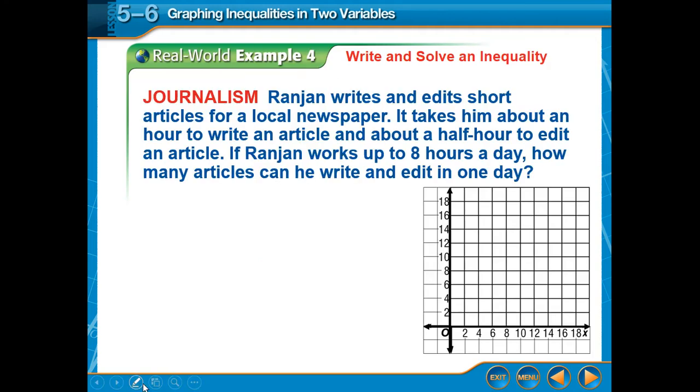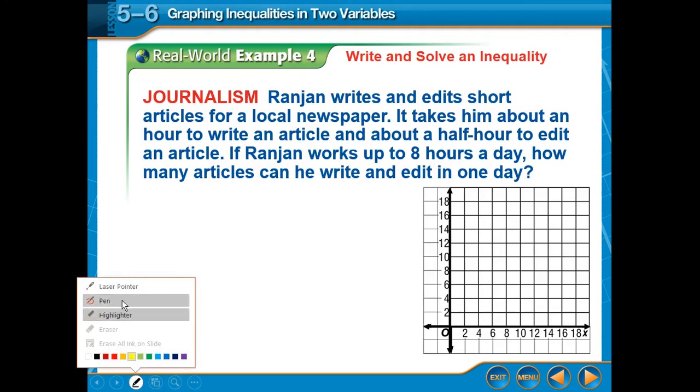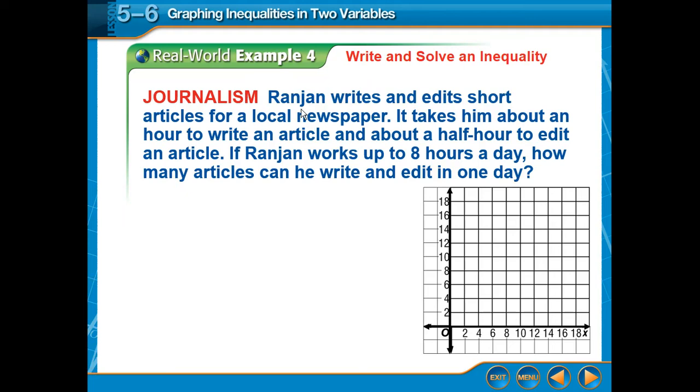Okay, for example 4, Ranjan writes and edits short stories for a local newspaper. It takes him about an hour to write an article and about a half hour to edit an article. If Ranjan works up to 8 hours a day, how many articles can he write and edit in one day? So let's call writing x and editing y.